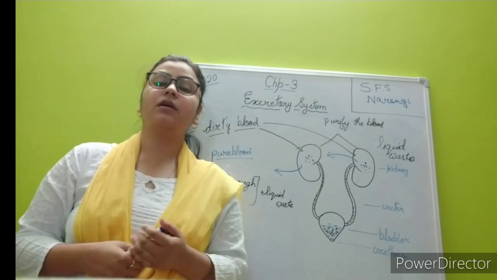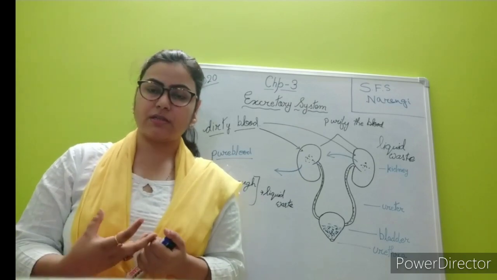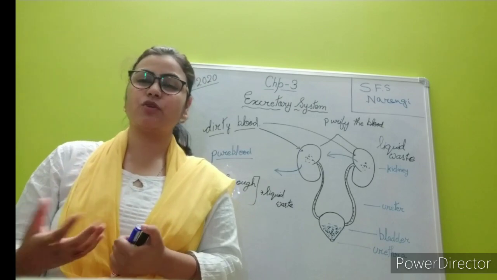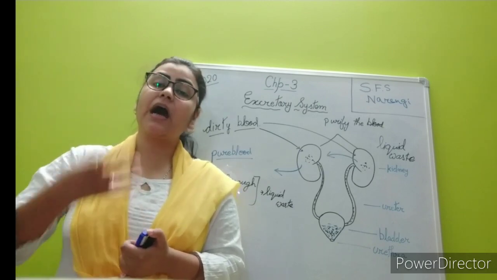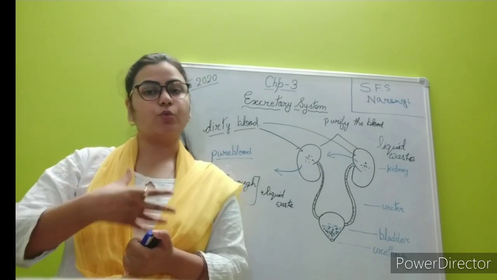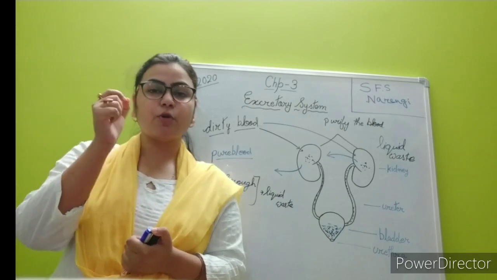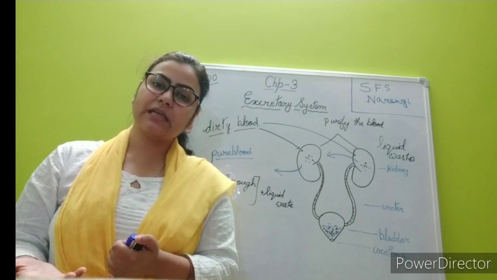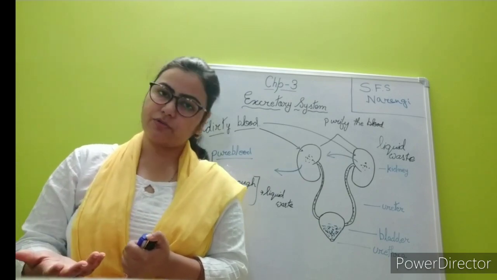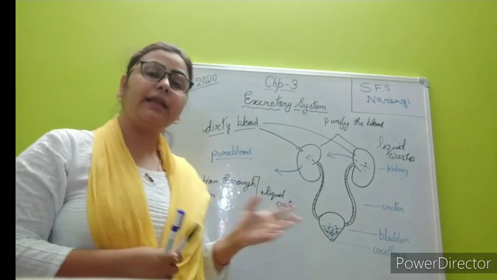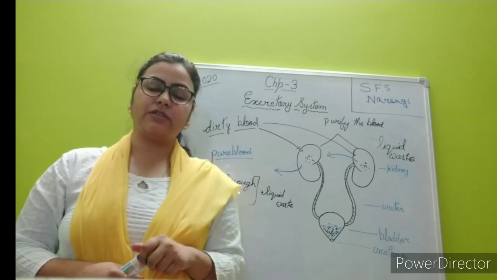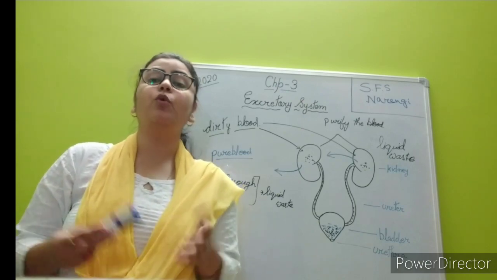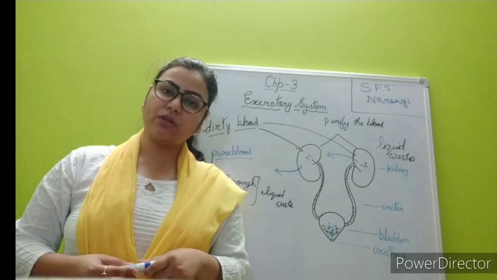In the sweat, all the excessive salts which are not used by our body are given out through the skin. There are small pores in the skin through which the sweat is given out. That is excreted out, right? This is also a form of liquid waste. And that is the reason when we sweat a lot, we feel more thirsty.